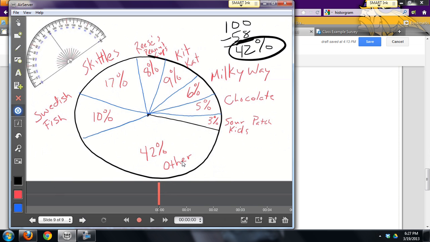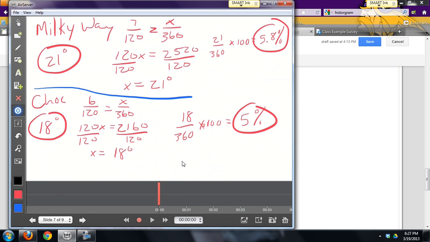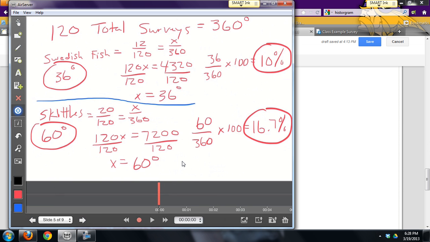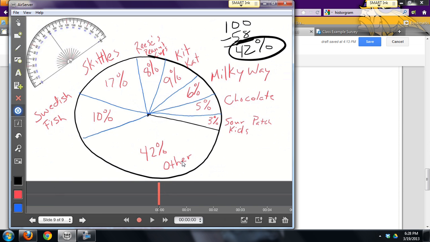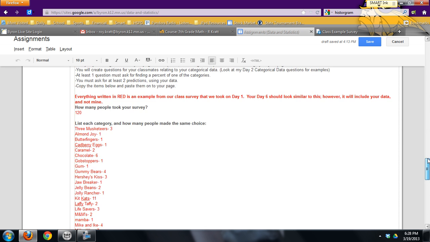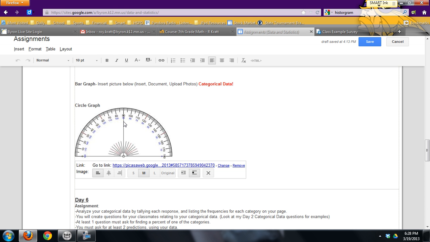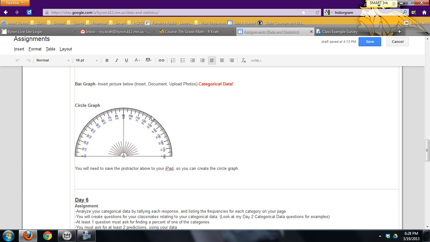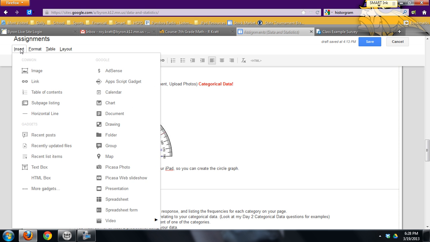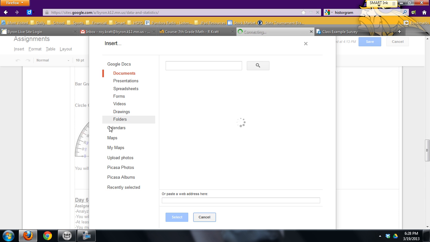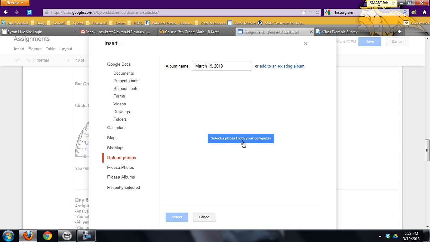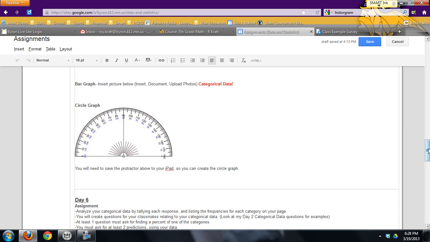Okay. So again, I have all my work here for you in how you need to do this. You can do it all on paper. You can even do the circle graph on paper, but then you can take a picture of it. We can get it into your website. So how to do that? We're going to go up into the circle graph. Now, for your circle graph, you don't need this little picture here. If this is yours, you go in here and delete this image. Otherwise, you'll do insert, document, and then we're going to do upload photos, and then select it from your camera roll so we can get that circle graph put in there.